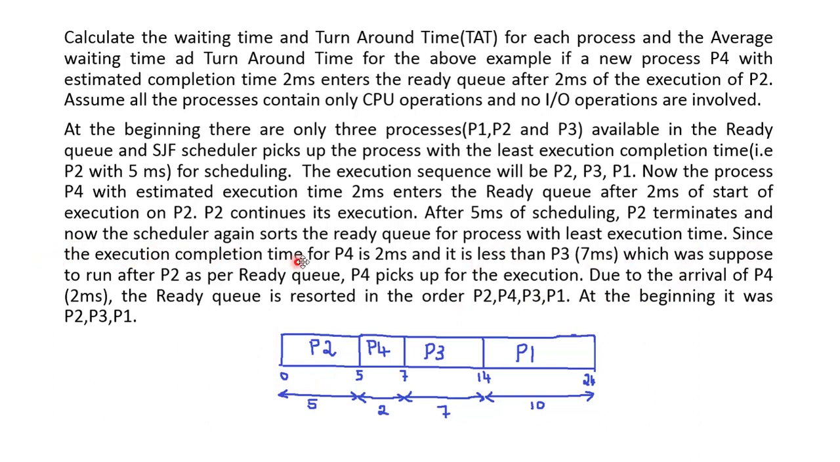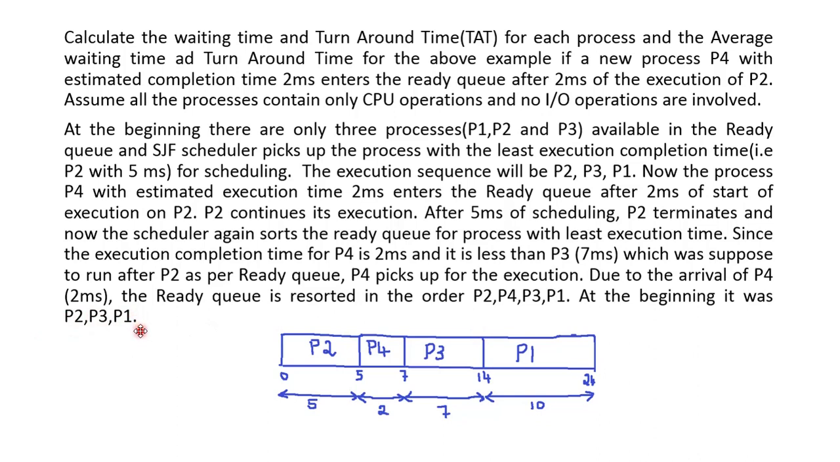Since the execution completion time for P4 is 2 millisecond, it is less than P3, which is 7 millisecond, which was supposed to run after P2 as per the ready queue in the previous case. P4 picks up the execution. Due to the arrival of P4, which has an execution time of 2 millisecond, the ready queue is resorted in the order P2, P4, P3, P1. At the beginning it was P2, P3, P1.